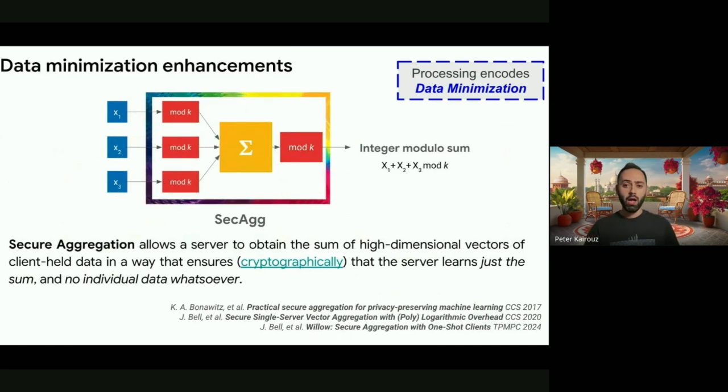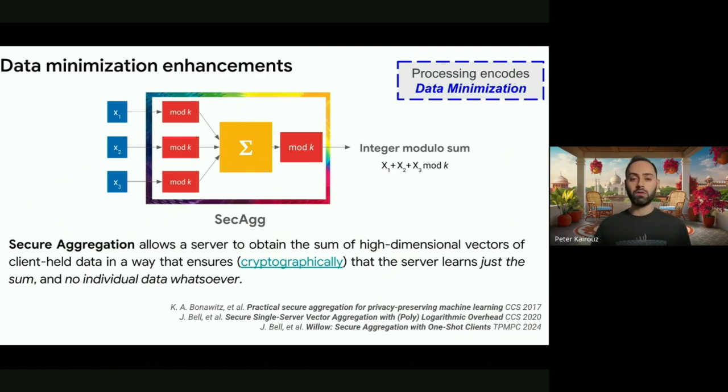And we have also worked hard for more than 6 years to enhance the data minimization principles and technologies applied to FL using cryptography. One such technique that we built up is called secure aggregation. And secure aggregation allows a server to obtain the sum of high-dimensional vectors. These are client-held data in a way that ensures that the server learns just the sum and no individual data whatsoever. So this is quite important.